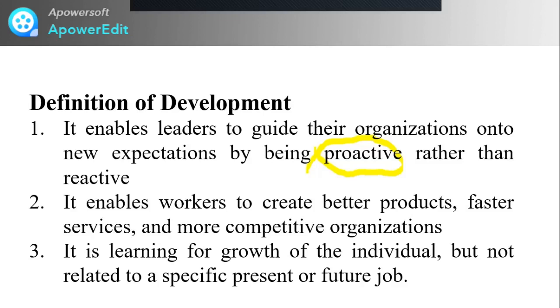It is learning for the growth of the individual. Development focuses on the growth of the individual, but not related to a specific present or future job. Development doesn't focus on a specific skill, specific knowledge, or specific attitude. Development leads to overall knowledge, overall skills, and overall attitudes. It is a broad concept.